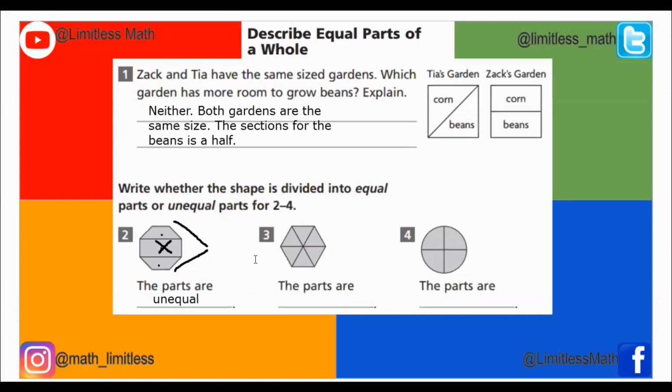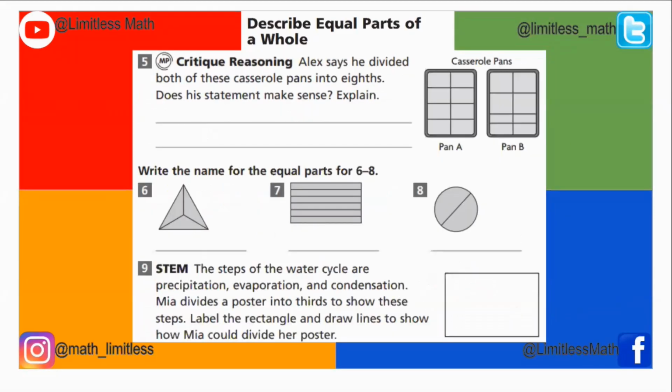Number 3. Are the parts equal or unequal? Well, let's count and see how many we have. 1, 2, 3, 4, 5, 6. 6 triangles that all look identical. So this would be equal parts. And lastly, number 4, we have 1, 2, 3, 4 parts. This looks like our pizza example, and these parts are equal. Let's do a few more.